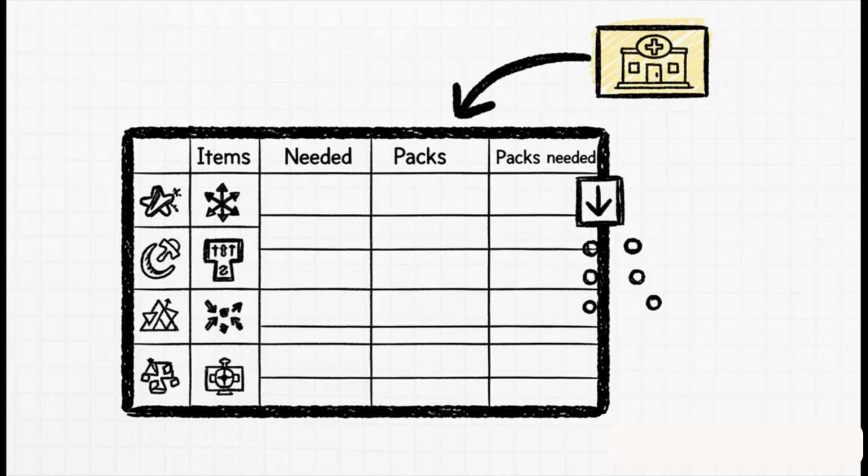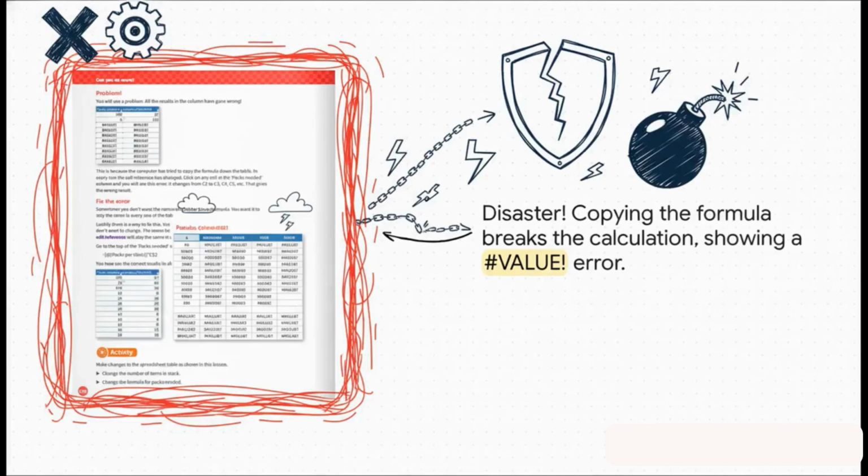Say, the total number of clinics, which we'll put in a cell right at the top. The logical thing to do would be to write one formula and then just copy it all the way down the column, right? Nope. It's a total disaster. We get a whole column filled with these ugly value errors.